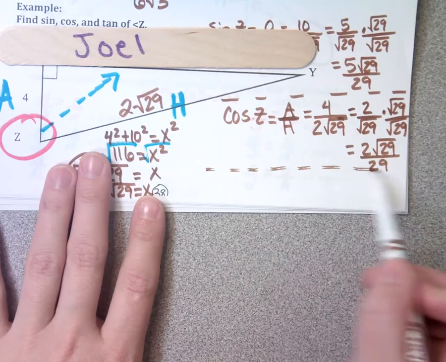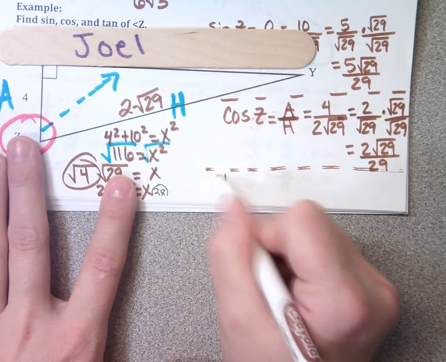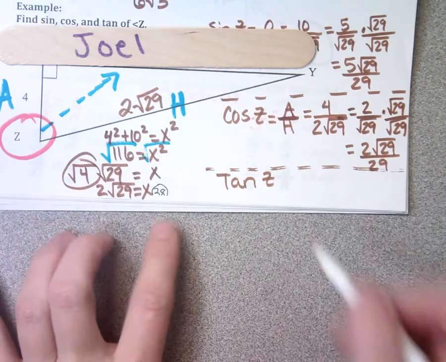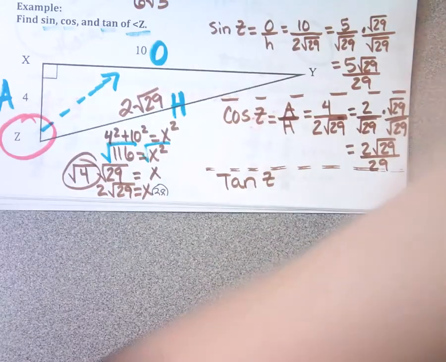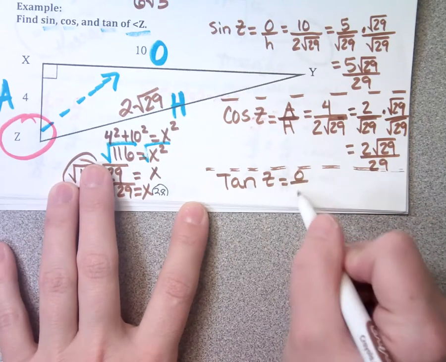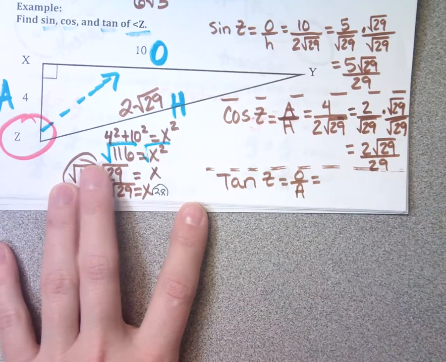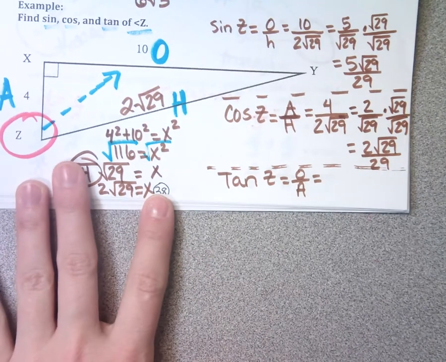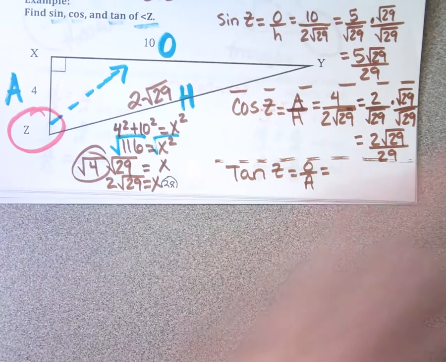Okay. And then the last one wanted tangent of angle Z. And tangent is defined as what over what? Opposite over adjacent. Okay, so take a moment, look at your picture, see if you guys can do it. Opposite over adjacent, then I'll draw another stick. Opposite over adjacent.